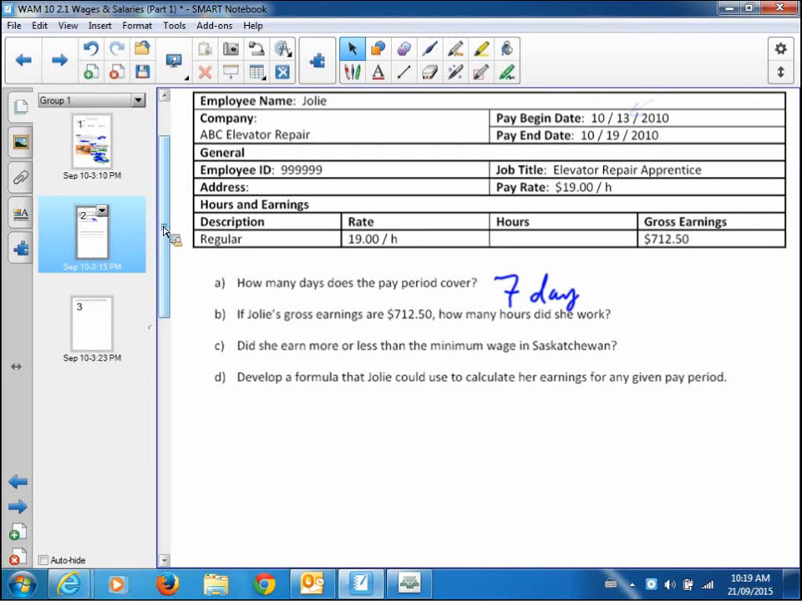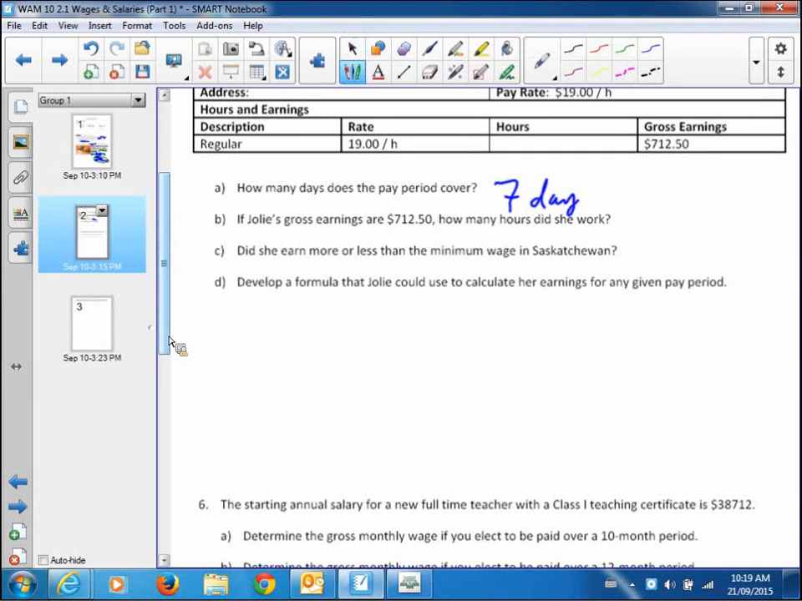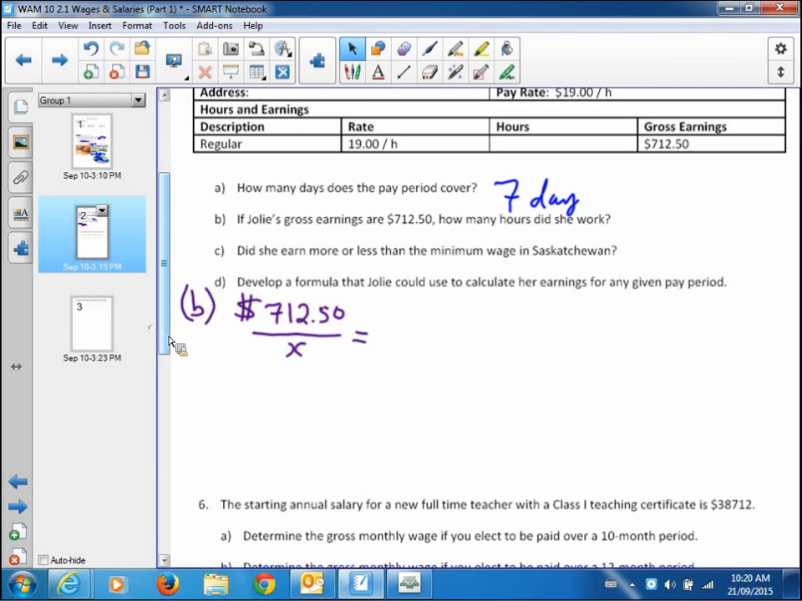If the gross earnings are given here, and it is $712.50, how many hours did she work? Now this is working a little bit backwards. I'm going to put B over here. Think of it this way. We got the gross earnings, 712.50. We don't have the hours, but we would like them. Luckily, we were given the hourly rate, $19 for 1 hour.